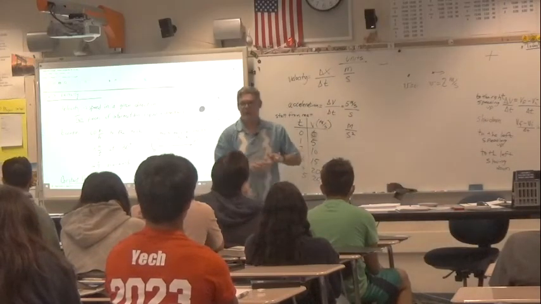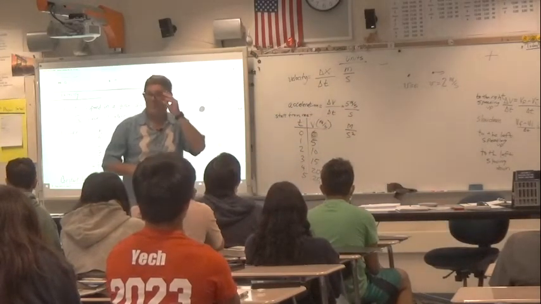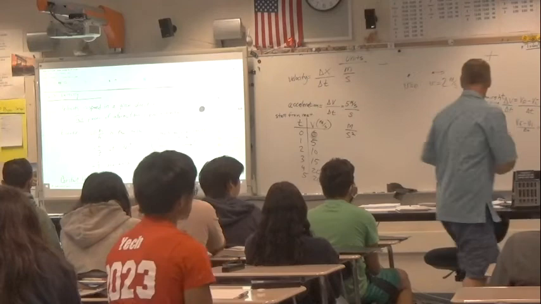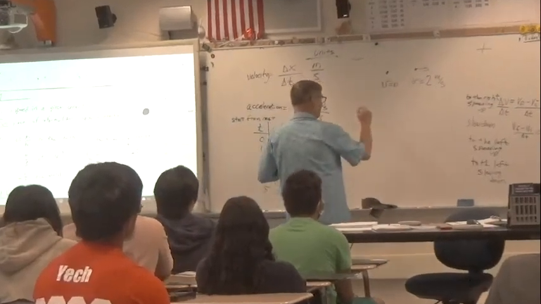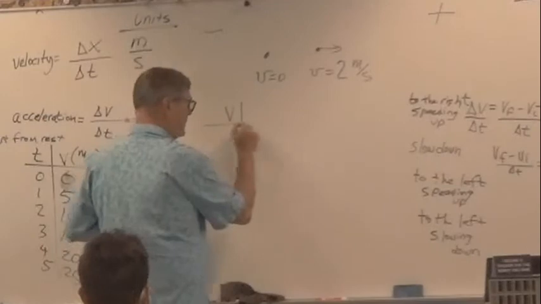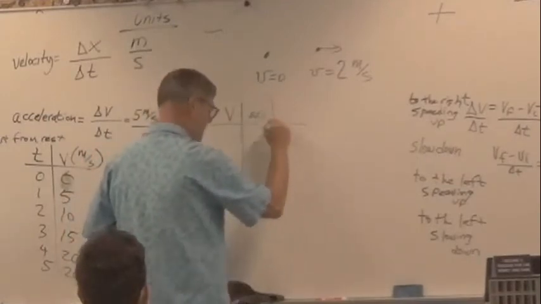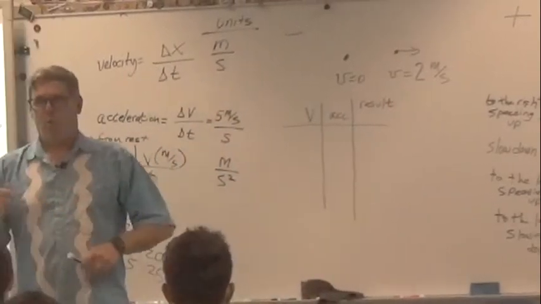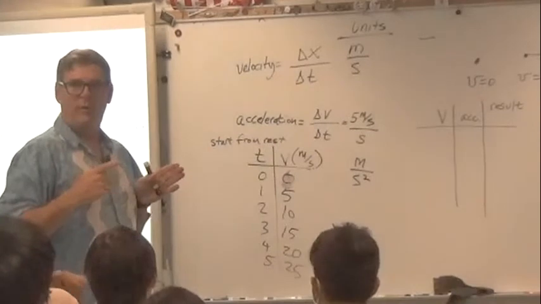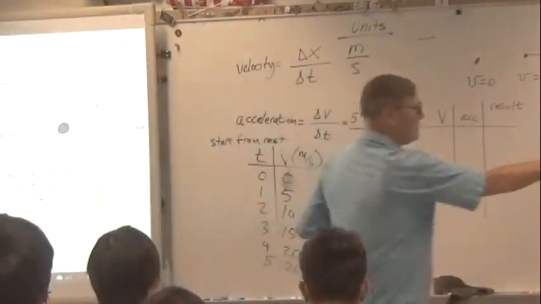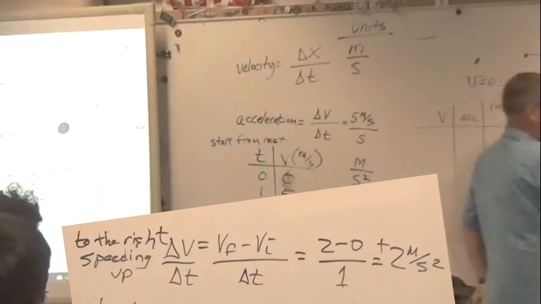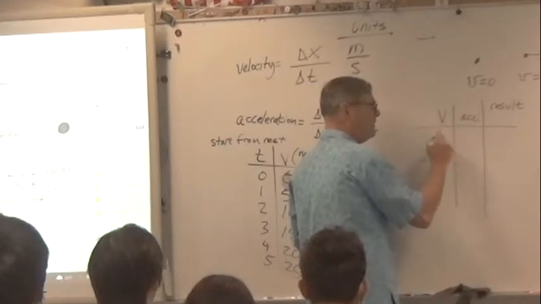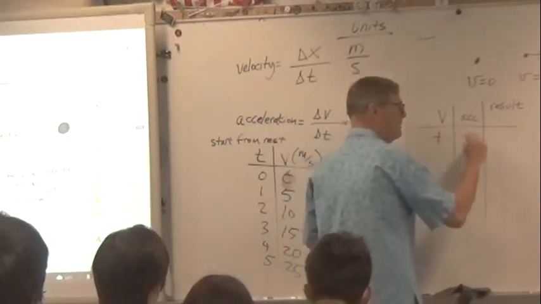Okay? So let's try and look for a pattern here. When I move in the positive direction, my velocity is positive. So I'm going to make a little table here. Acceleration, result. Okay? When I'm moving in the positive direction and I have positive acceleration, what was I doing? I was speeding up. Okay? So if I'm moving in the positive direction and my acceleration is positive, I'm speeding up.